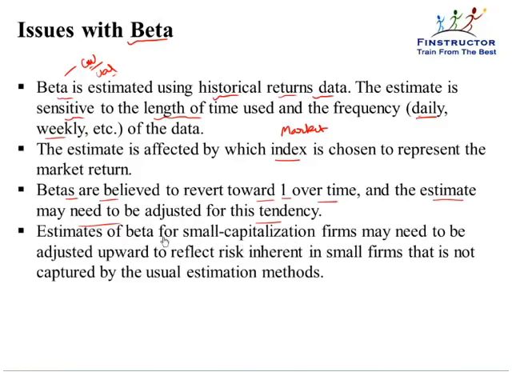And finally, like we studied, beta estimates for small cap firms or small companies and projects may need to be adjusted upward to reflect additional risks that are inherent in smaller firms, that is, low liquidity and corporate governance may not be as good, etc. So this is the risk that is not captured by the usual estimation methods. So we're not being asked to not use the beta estimate or the CAPM method, but these are just some issues with beta that we should be aware of while we are using our estimation.